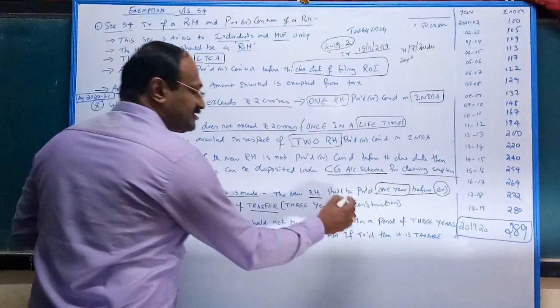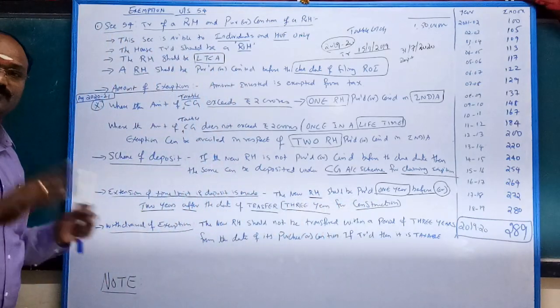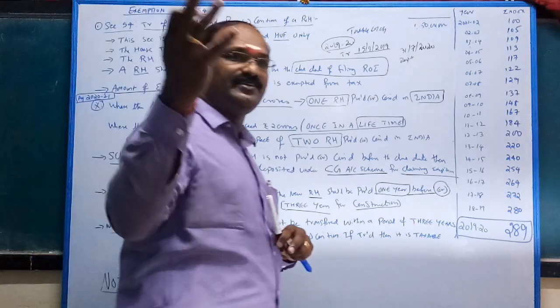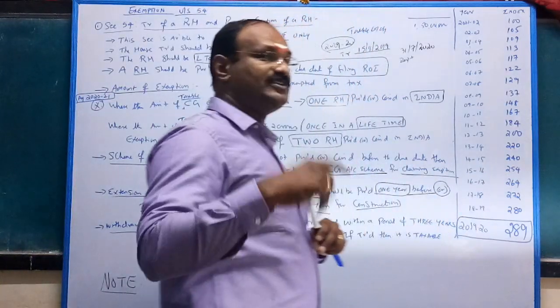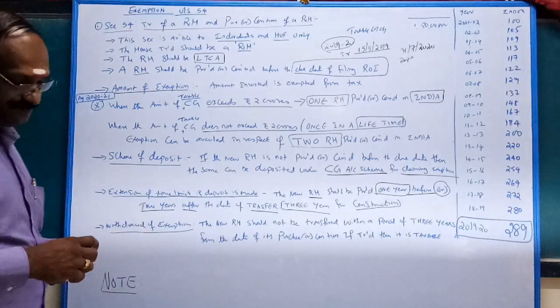In case of construction, it is allowed 3 years. The time is 1 year extension. In case of construction, 3 years. In case of purchase, 2 years from the date of transfer. Then withdrawal of exemption. Very important.